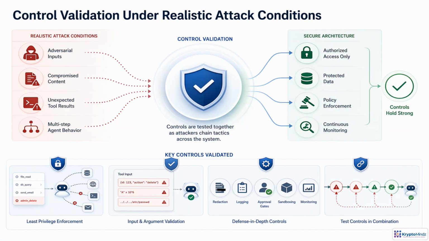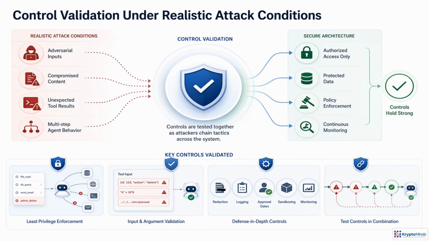Control validation is where we stop assuming defenses work and prove it under hostile conditions. Test least privilege by trying to make the agent reach tools, data, or actions it should never access. Stress input checks with malformed, oversized, ambiguous, and policy-violating arguments. Just as important, validate the surrounding layers: redaction, logs, approvals, sandbox limits, monitoring, and alerts.